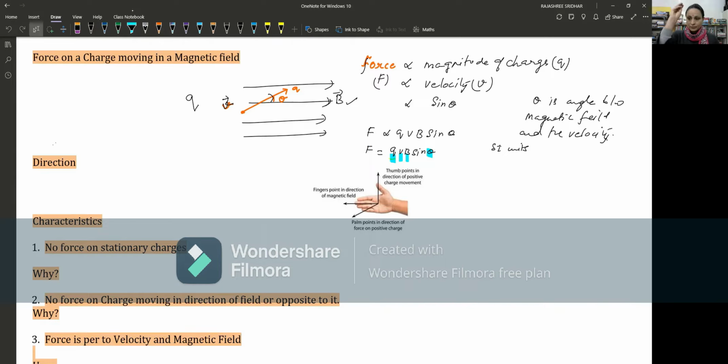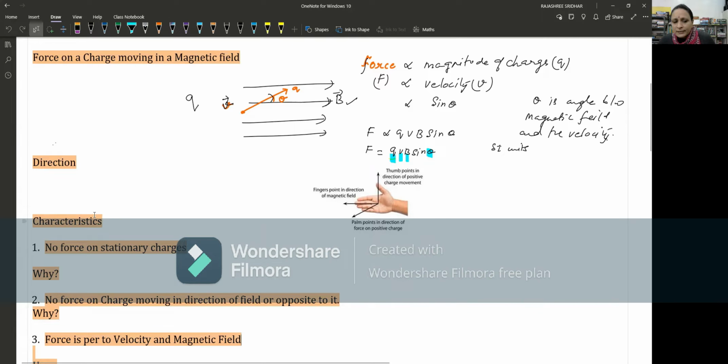Suppose you take your right hand. Whatever is the direction in which the charge is moving, I'll represent it by my thumb. The magnetic field will be represented by all the fingers. And the direction of force will be the direction in which my palm is pointing. The force will act in the direction in which my palm is open. Clear? Okay. So now you know the direction also.